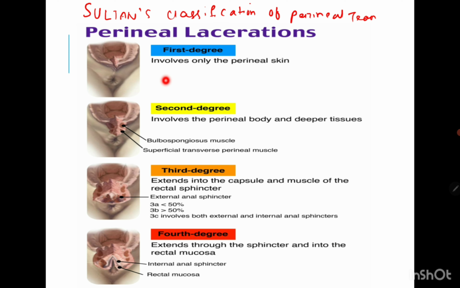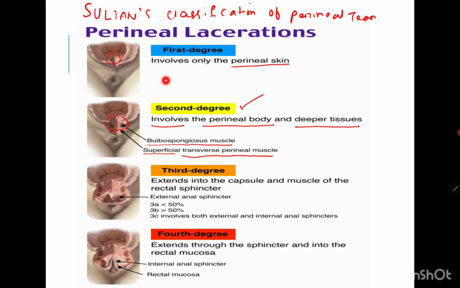Basically, the first degree perineal tear usually involves the perineal skin. This is the first degree perineal tear. The second degree perineal tear usually involves the perineal body and the deeper tissue, that is your muscle layers, your bulbospongiosus muscles and your superficial transverse perineal muscles.